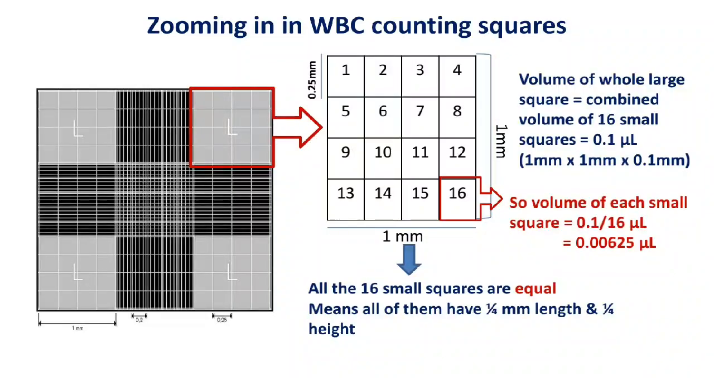Also, in each large corner square for WBC counting, there are 16 equal small squares. What will be the volume of such small squares? It's very simple. The volume of one small square will be exactly 16 times smaller than one large square. That is 0.1/16 cubic millimeter, or 0.1/16 microliter, which equals 0.00625 microliter.